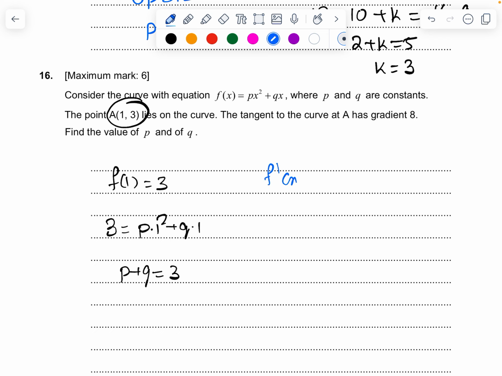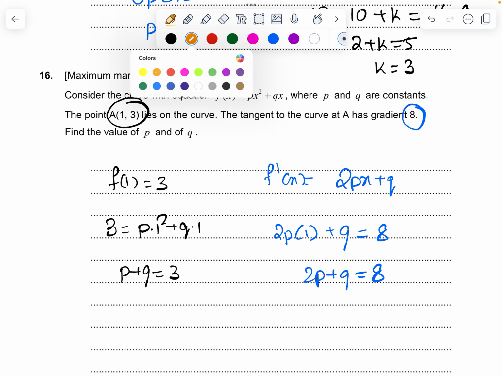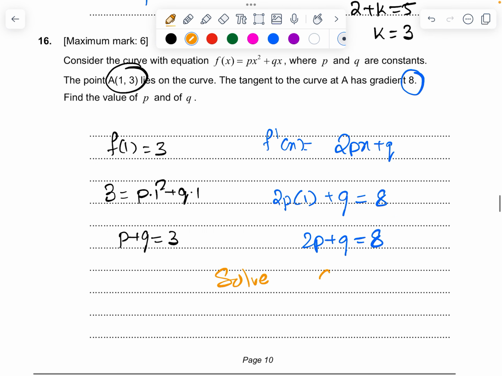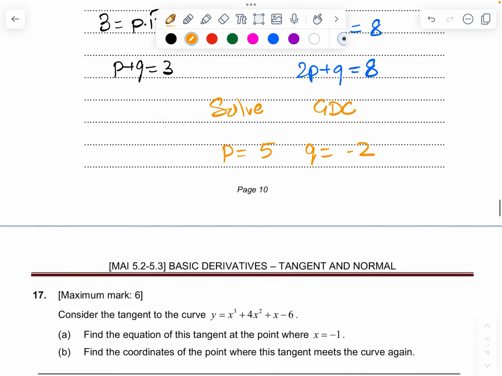Find f prime x. f prime x equals 2px plus q. But this should equal 8. So 2p times 1 plus q equals 8. 2p plus q equals 8. Now use the simultaneous equations, solve them by using GDC. You should be getting p value as 5 and q value as negative 2.